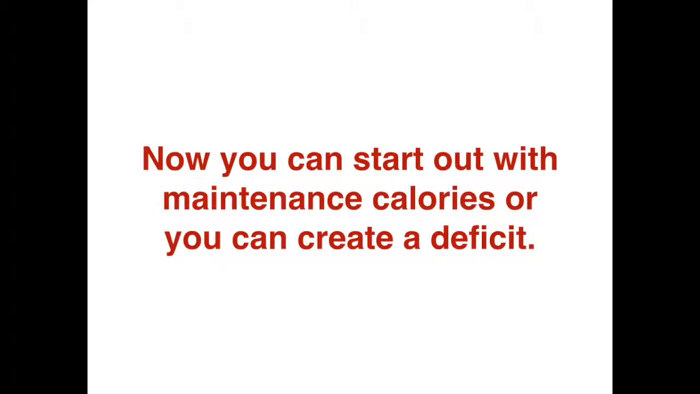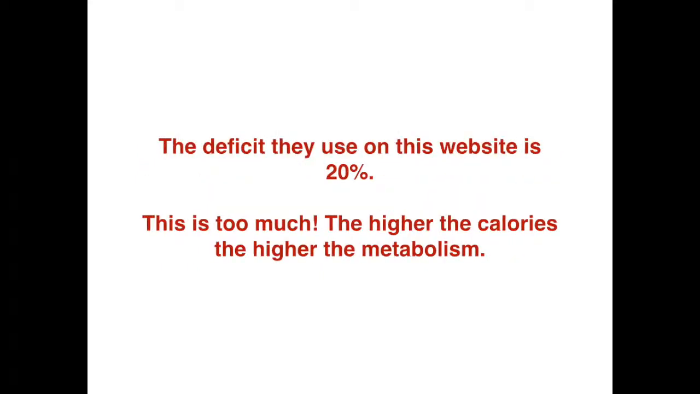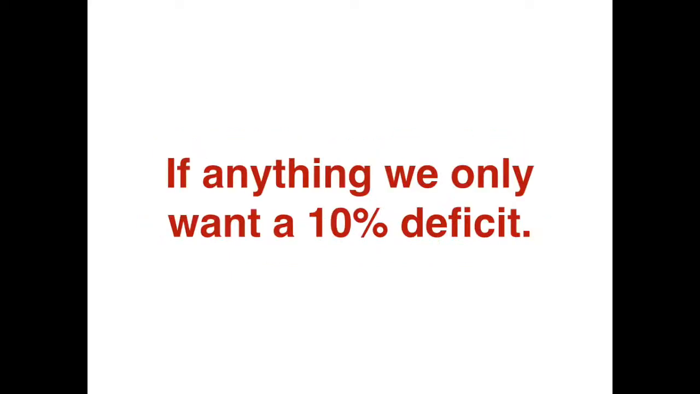Now you can either start off with maintenance calories or you can create a deficit. When I work with people, I always like to start off with their maintenance calories. The higher the calories, the better. If you look at the calculations they give you, they've created a 20% deficit. This is far too high. We don't want to use that bigger deficit. You'll end up losing not just fat, but muscle too. If anything, we only want to create a 10% deficit. Remember, when you exercise, that's going to create a bigger deficit too.